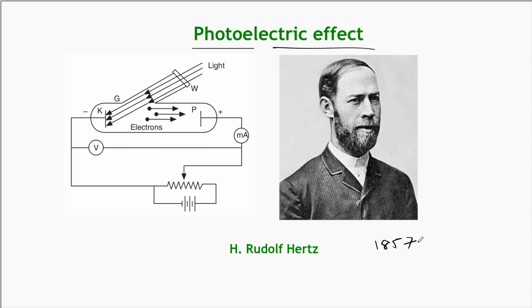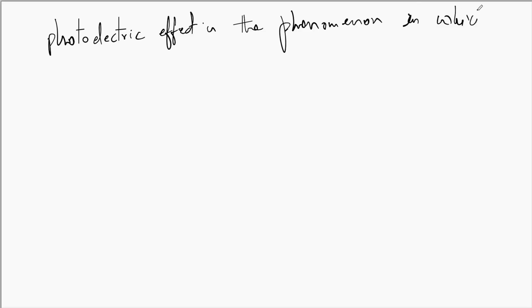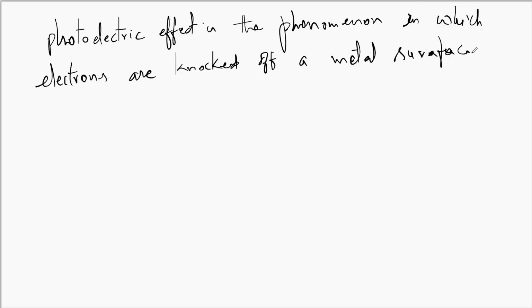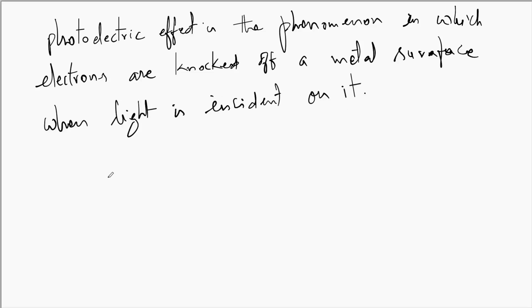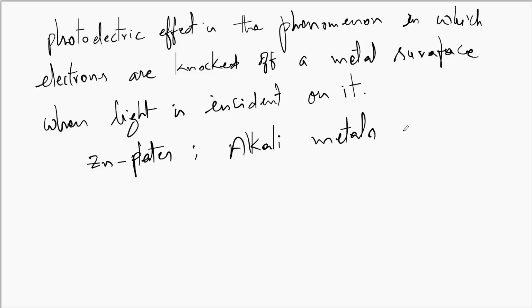Photoelectric effect is the phenomenon in which electrons are knocked off a metal surface when light is incident on it. The photoelectric effect was first observed in zinc plates and later in alkali metals such as lithium, sodium, potassium, etc.